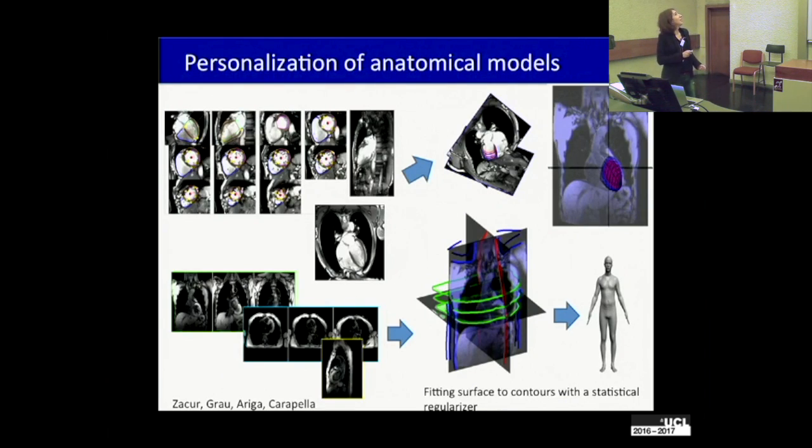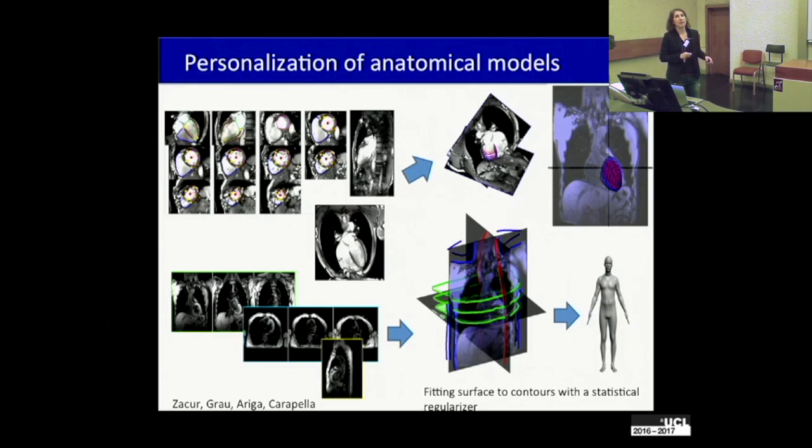So here we have the first step, the typical 4 chambers view of MRI, 2 chambers, and short axis from base to apex. And here we have manual contours of right ventricle, left ventricle, endocardium, also epicardium, and with all this and some image processing, we are able to obtain personalized meshes of the heart of the patients.